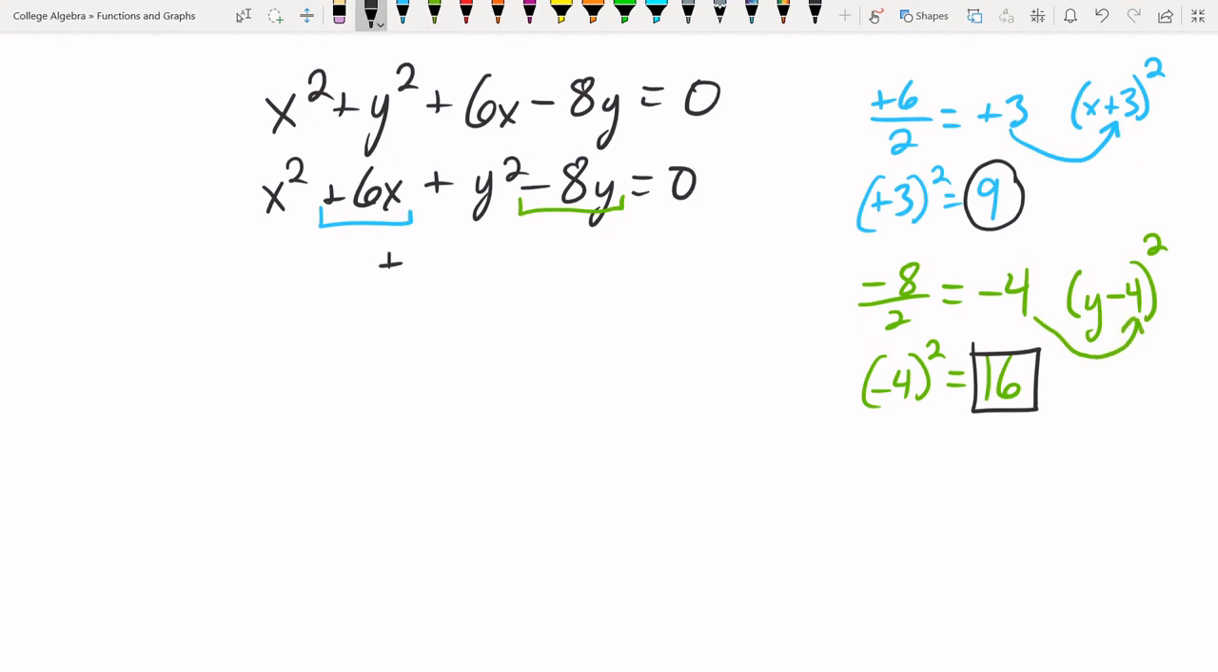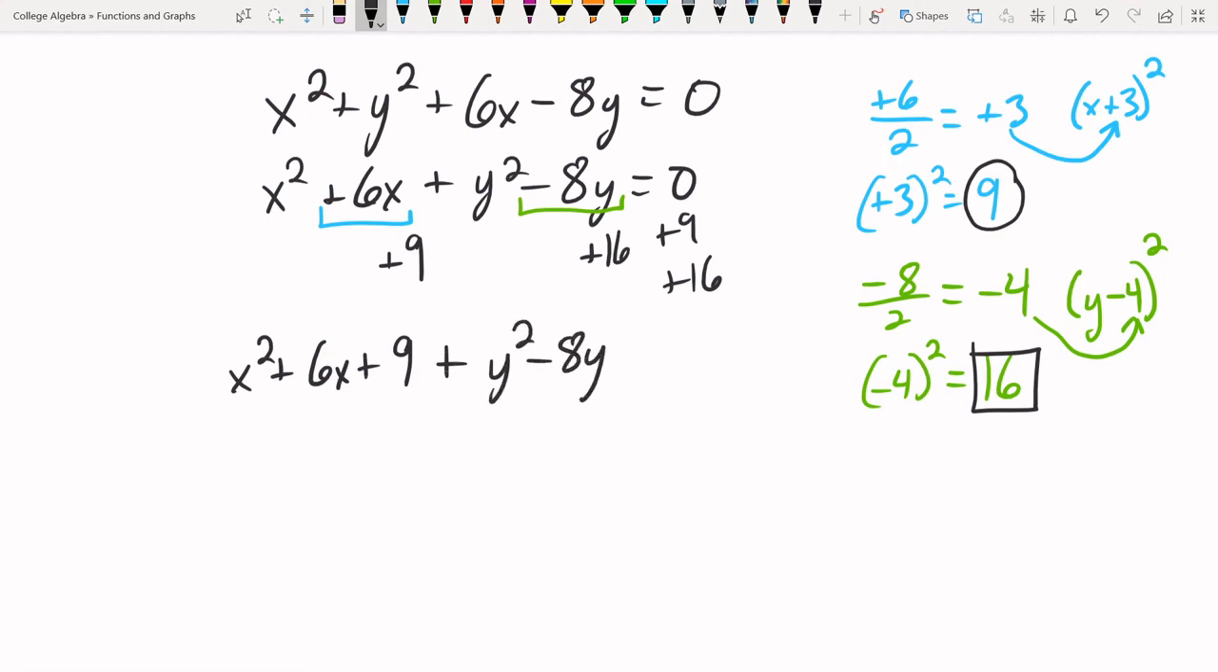So I'm going to add 9, add 16. Okay, now we have x squared plus 6x plus 9 plus y squared minus 8y plus 16 equals 9 plus 16 is 25.